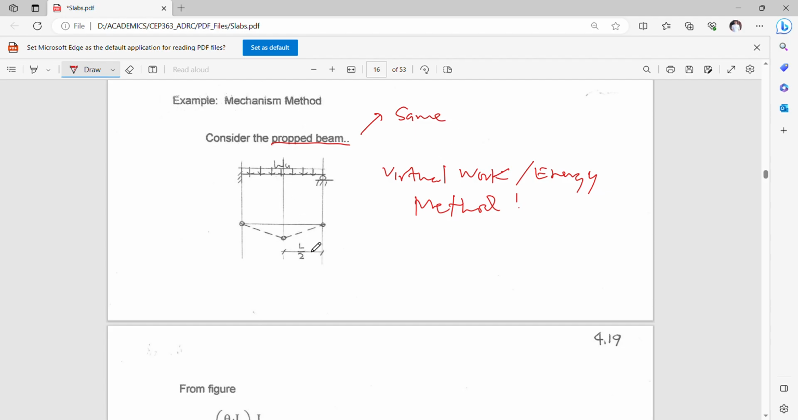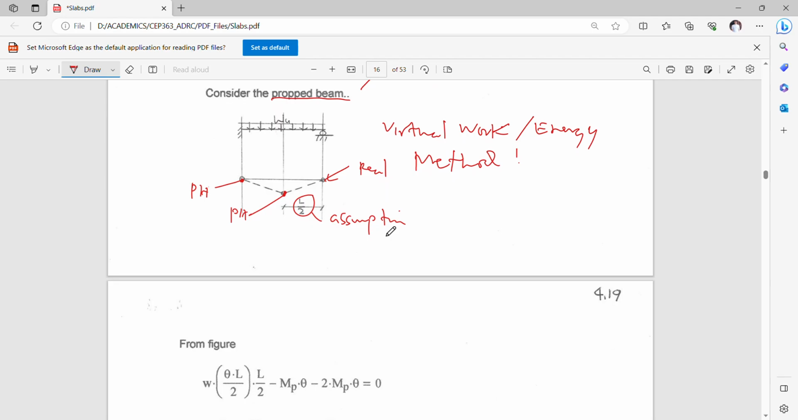We assume somewhere in the middle, so this is just an assumption, that there will be a plastic hinge formed here, and another plastic hinge that will be formed at the fixed point. So this is a real hinge. Okay? So then we can now compute for the ultimate load W that will be obtained by using the assumption in the system.